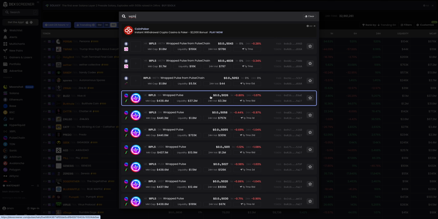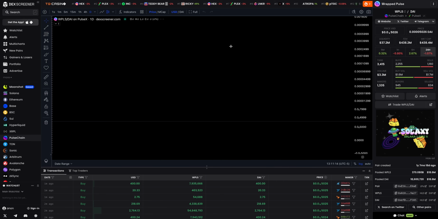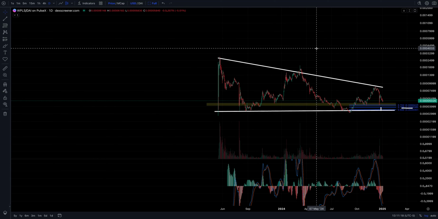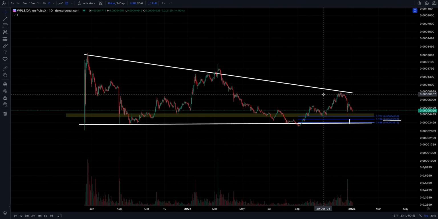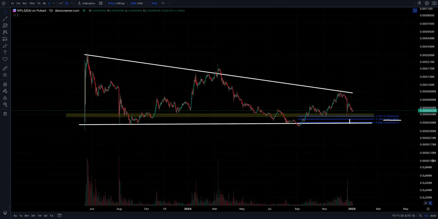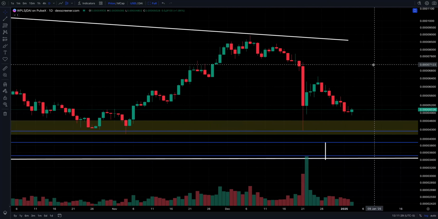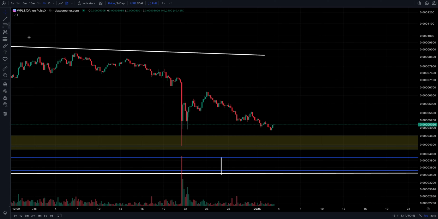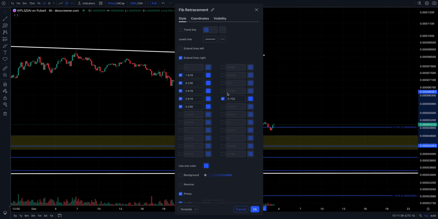Let me just make sure I got the right one. I think it's this one. Yeah, okay, so this is PLS over here. And very similar concept. We came up to this trendline resistance, came down to tap structural support, and it looks like we have come down towards the 70.2% fib right here.